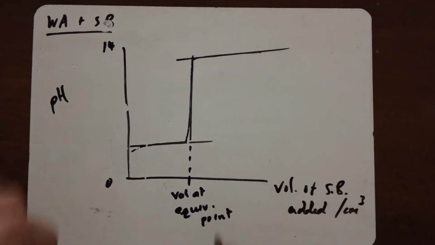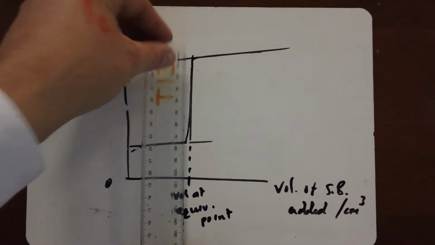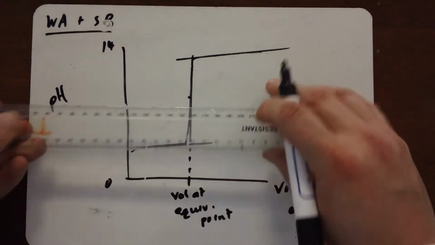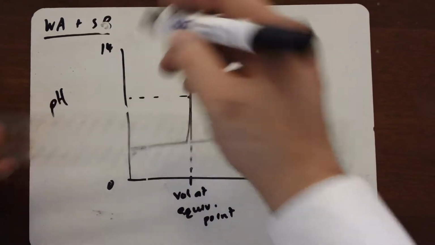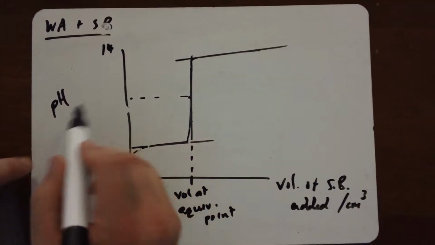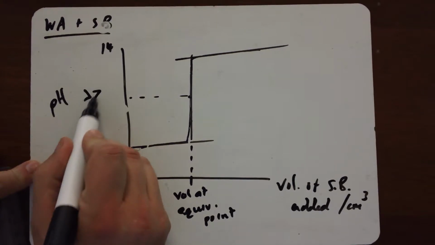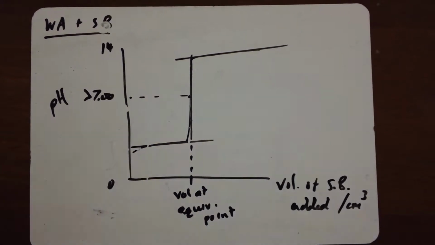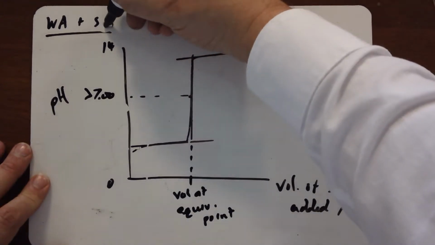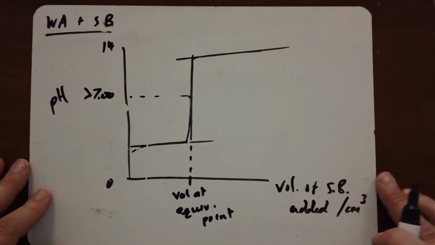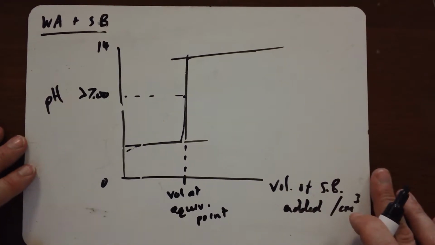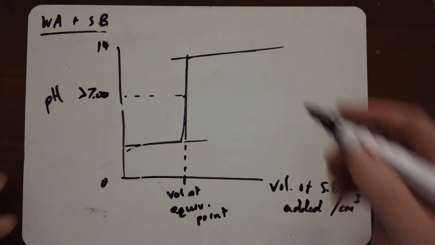We can read along. If we take half of that distance there, so that's 80, so roughly there, read along, we will see that the pH is greater than 7.